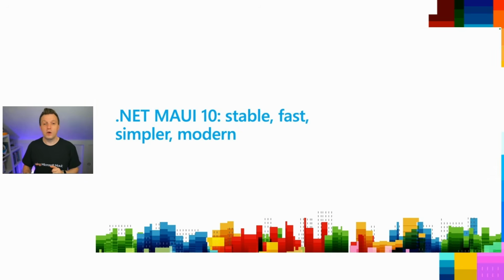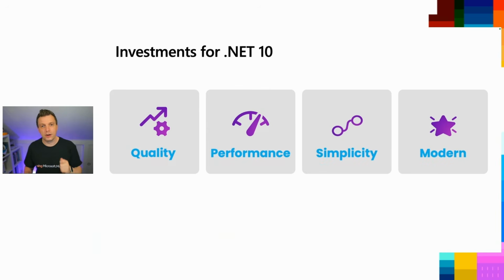All right, so what did we do for .NET MAUI 10, right? We focused on a couple of things here: stable, fast, simple, and modern. Those are the areas that we have been investing in, that we have been focused on for .NET 10, which was released November 2025, right? The new major version of .NET. And these have been the areas. So quality, right? Quality is super important for something like .NET MAUI.